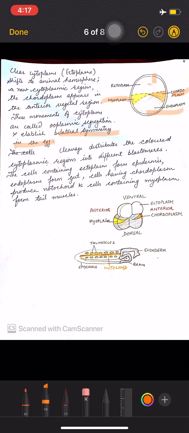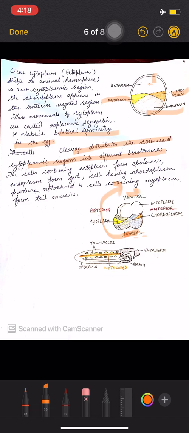So cleavage is also taking place. This cleavage then distributes the colored cytoplasmic regions into different blastomeres. So here you can see in this diagram, this is the dorsal side, I have written it wrong, and this is actually the ventral side, right? So I will shift it like this. So this is the dorsal side and this is the ventral side, this is the posterior side and this is the anterior side.